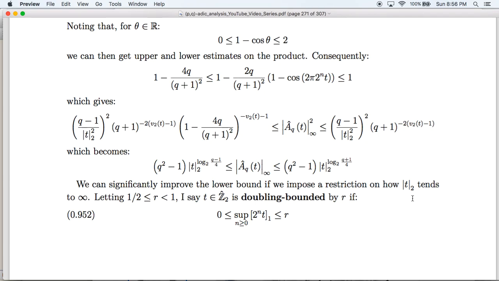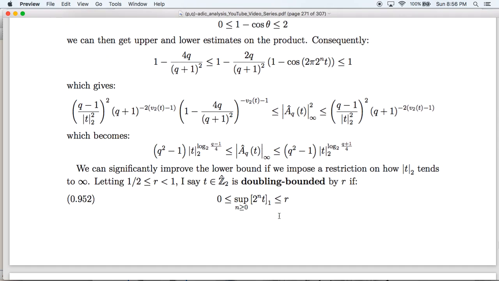So for example, if t is bounded with the r. As an example, suppose t was equal to 3/16. Then doubling that, we would get 6/16, which is 3/8. Doubling that, we would then get 6/8, which is 3/4, and then doubling that, we would then get 1/2. So in that case, the r that we're going to want to pick would be 3/4.